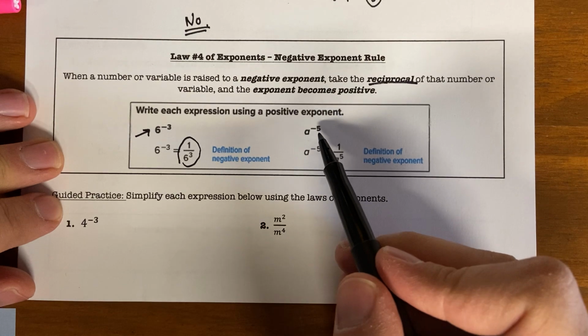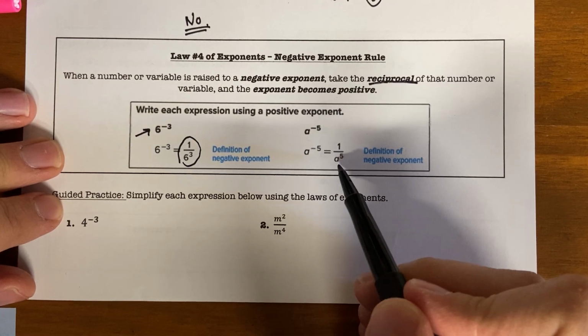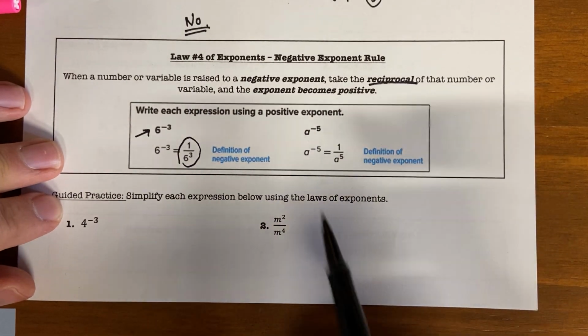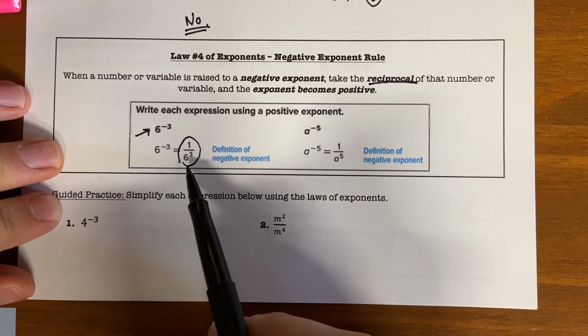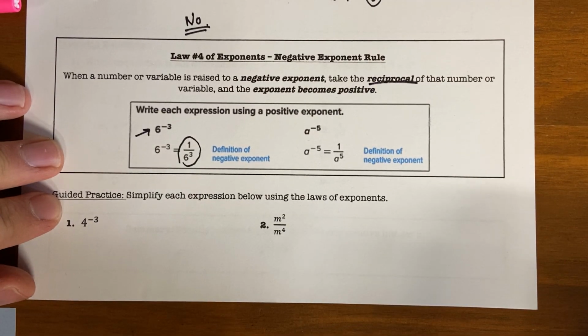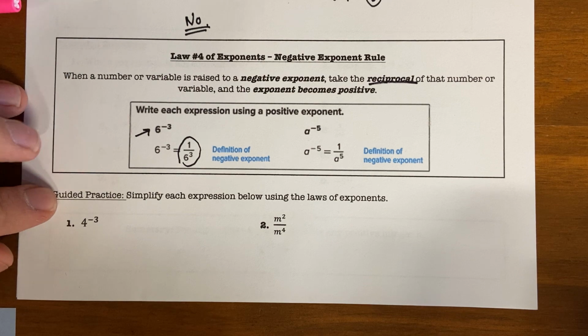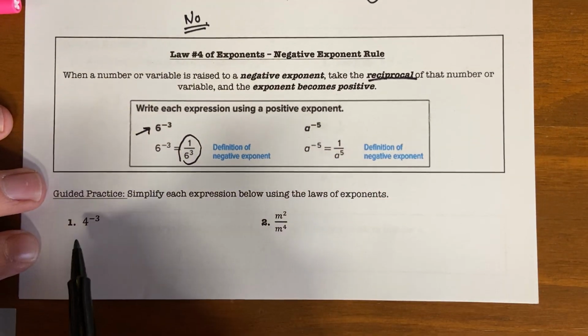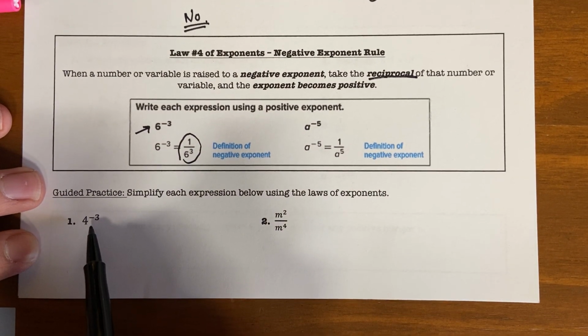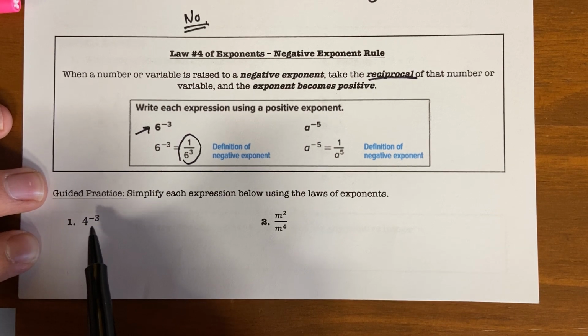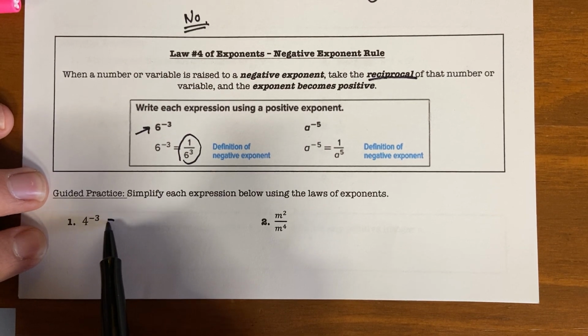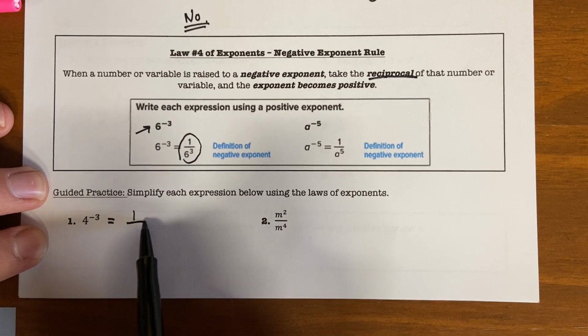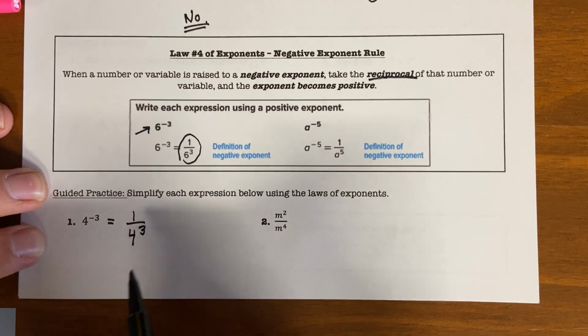Or a to the negative fifth power can be written as 1 over a to the positive fifth power. By putting the exponent and the base in the bottom, the exponent becomes positive. Right? So in my guided task, this is telling me I have three more 4s in the denominator than the numerator. So I can rewrite this as 1 over 4 to the positive third power.